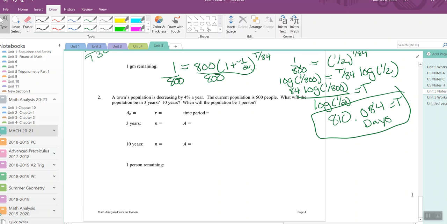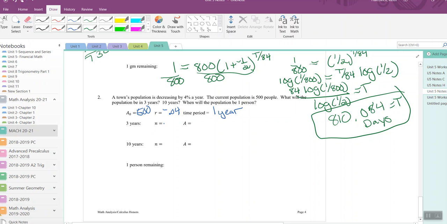All right, for number 2, it says a town's population is decreasing by 4% per year. A current population is 500 people. What will the population be in 3 years, 10 years, and when will it be 1 person? So the initial amount is 500. Your rate is negative 0.04 because it's decreasing. The time period is 1 year.